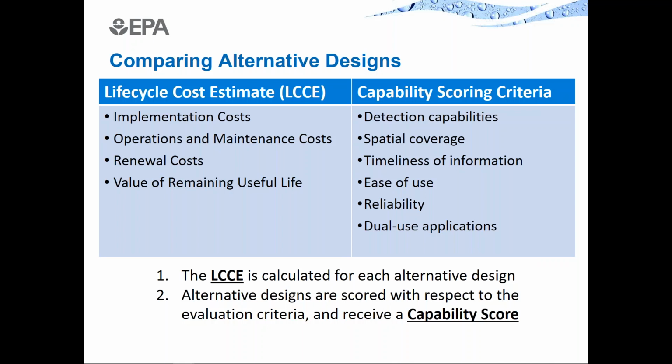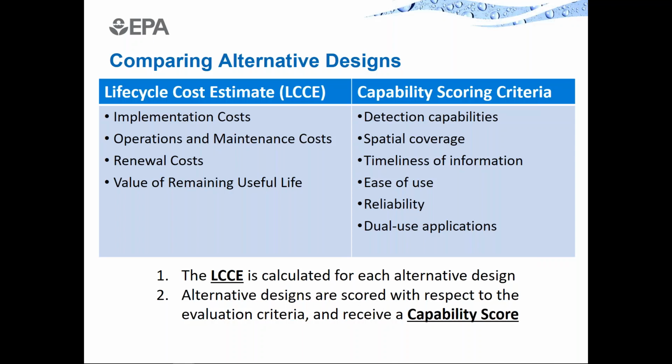And so there are many alternative analysis schemes out there. The one that we use involves calculating a life cycle cost estimate in one column and a capability score in the other column. So for life cycle cost estimate, we consider the basics: implementation costs, O&M costs, renewal costs, and the value of remaining useful life in any assets that are deployed.